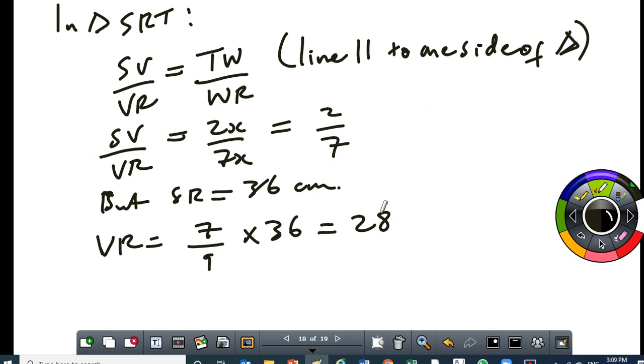Okay. So that would be centimeters. If you grasp the concept that I'm telling you now, you don't need to go for any tuition.